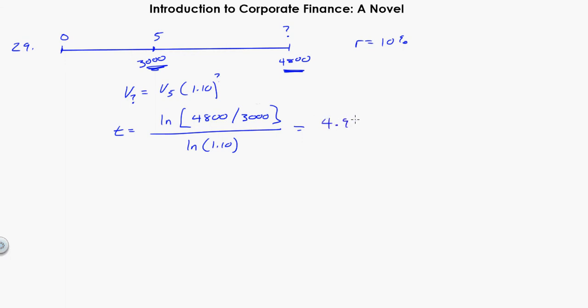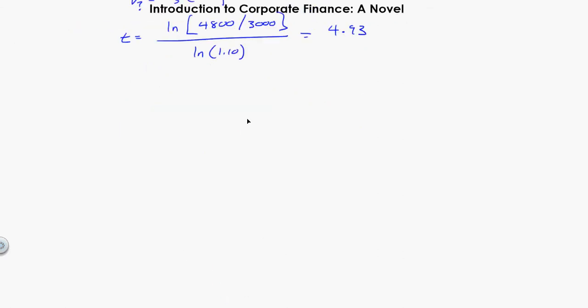4.93. But that's not the answer. If it starts in year 5 and it takes 4.93 years from then, it must be 9.93 years from today before that will be worth $4,800. Alright, our final question. Question number 30.